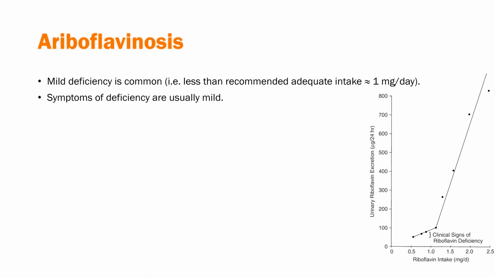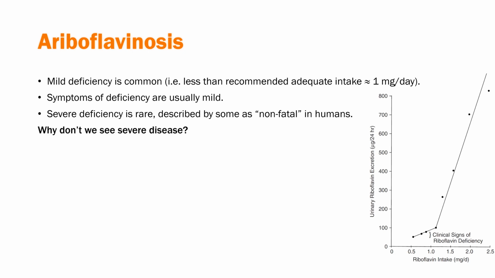It's common to have mild riboflavin deficiency. The symptoms are mild and severe deficiency is rare, such that some describe it as a non-fatal condition. Why don't we see severe disease? It's clearly more essential than thiamine, and thiamine deficiency is rapidly fatal.